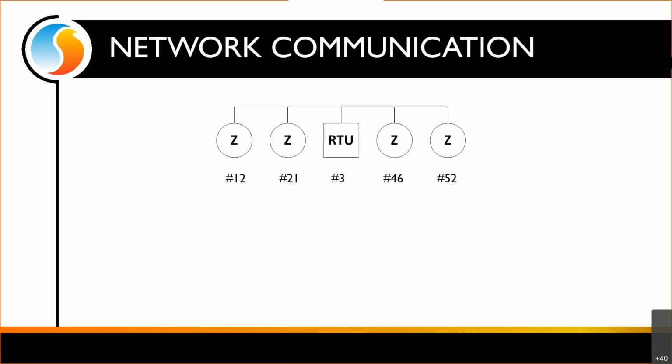And something else which this one shows you is that the addresses are not sequential. We can see that the rooftop is number 3 and the other 4 zones are kind of randomly numbered at 12, 21, 46, and 52. Well, this is okay. The addresses do not have to be sequential. As long as the daisy chain is respected, that is what is most important.